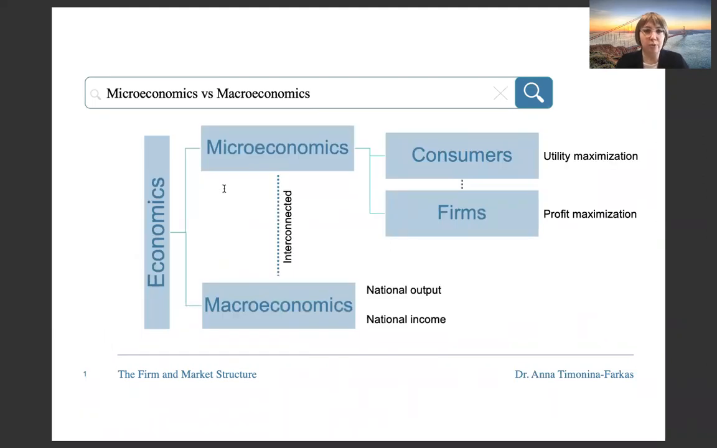Overall, I would like to remind that microeconomics can be subdivided into two perspectives: consumer's perspective and firm's perspective. Consumers would like to maximize their utility in the decision-making process, and firms are maximizing their profits. Today, we are taking the perspective of firms who would like to maximize their profit for the decision-making.